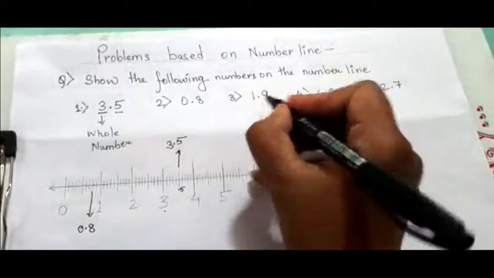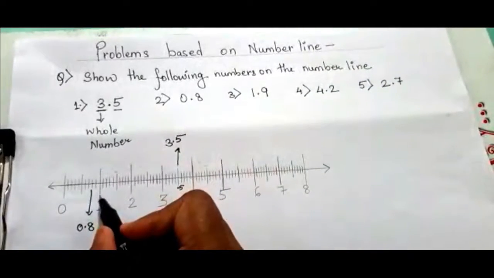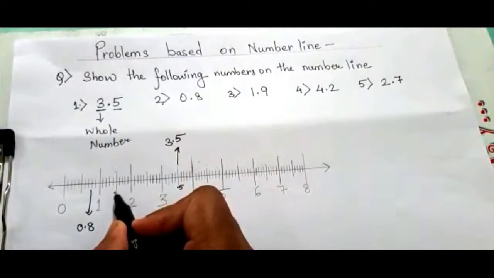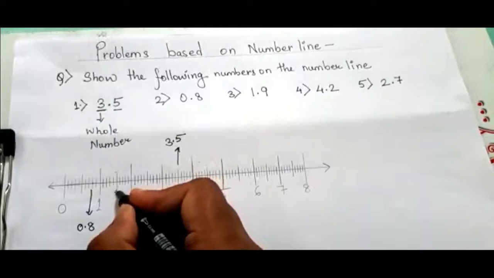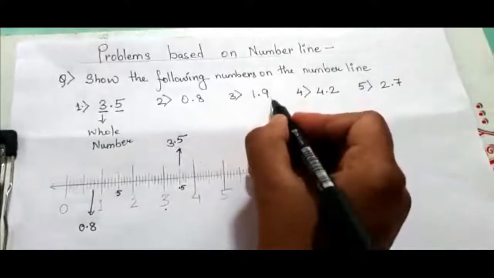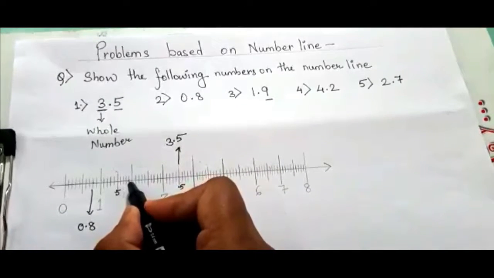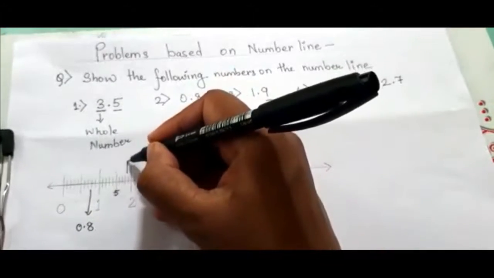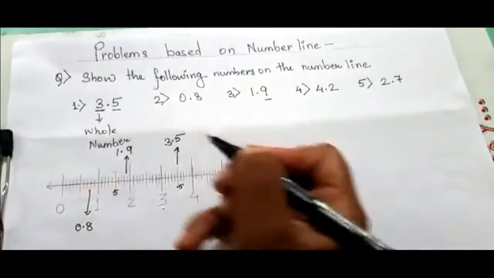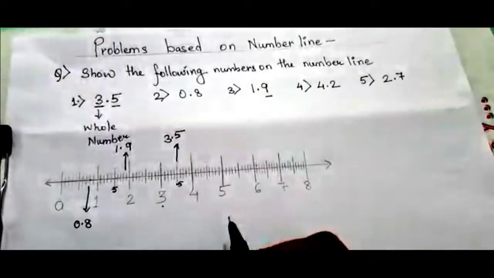Now the third sum is 1.9. So now we know this is whole number 1. This is 0.5. Then we will start counting from 0.5. We have this 0.9. 5, 6, 7, 8, 9. So this becomes 1.9.